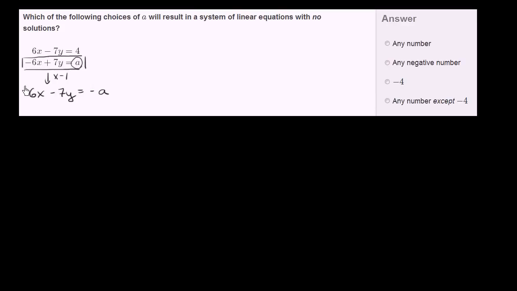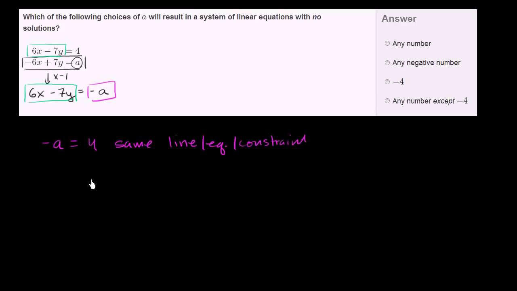So notice, now on the left-hand side, we have the same combinations of x's and y's. We have 6x's minus 7y's. If on the right-hand side, these two things were to be equal, then we'd have the scenario that we just saw. We would have the exact same line. If negative a was equal to 4, we would have the same line. So let me write that down. If negative a is equal to 4, then we're dealing with the same line slash equation slash constraint. And like the previous scenario, we would have an infinite number of solutions.